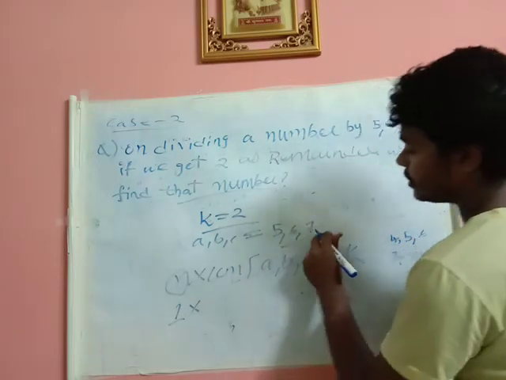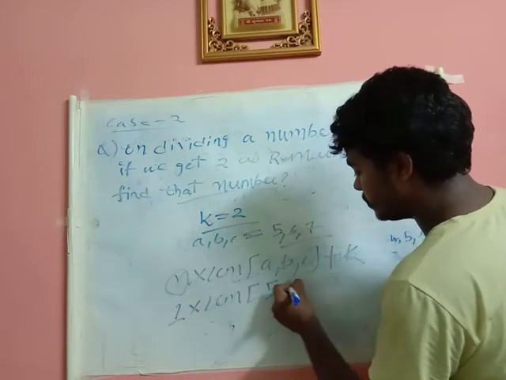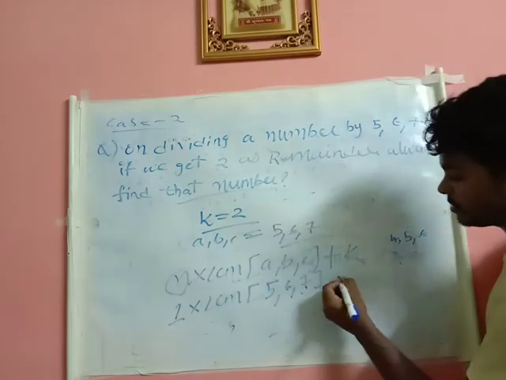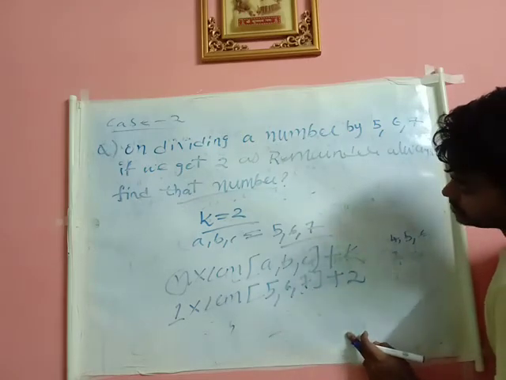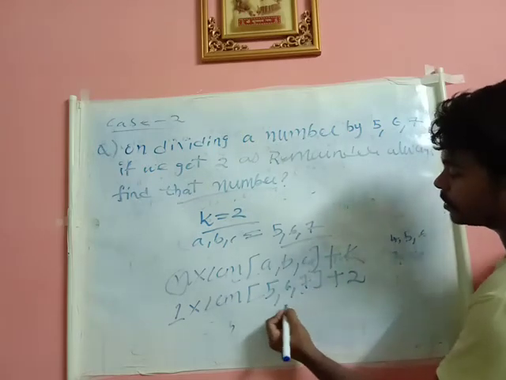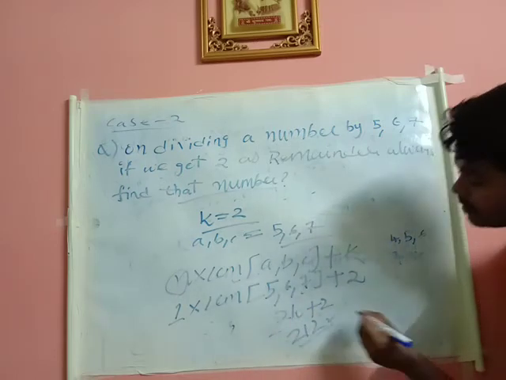What is the LCM of 5, 6, 7? LCM of 5, 6, 7 plus what is k? 2. What is the LCM of 5, 6, 7? So 5 into 6 is 30, 30 into 7 is 210. So 210 plus 2. So 212 is the number.